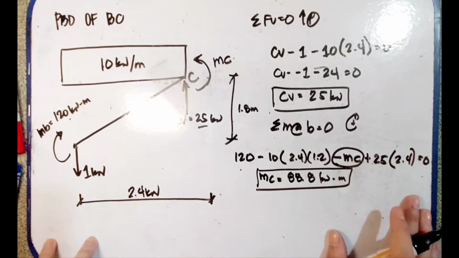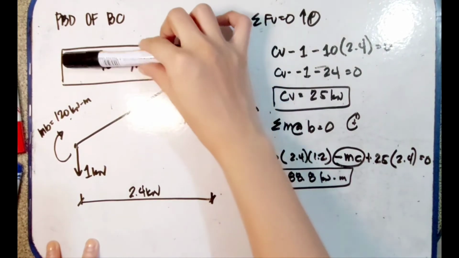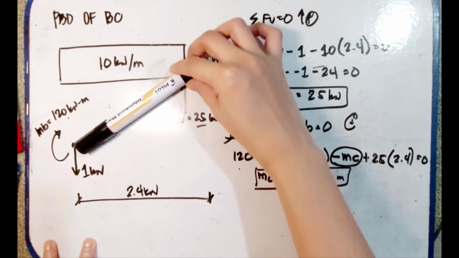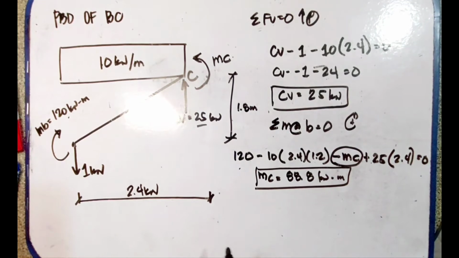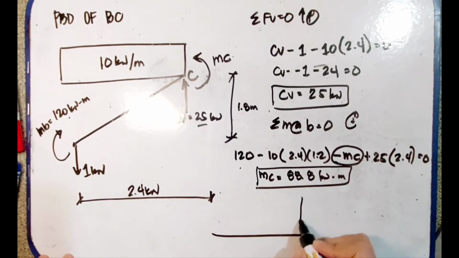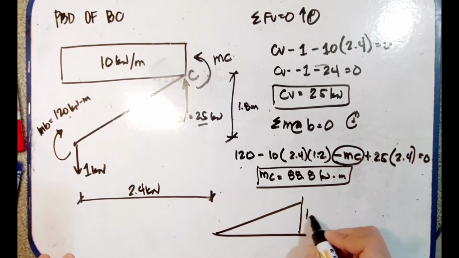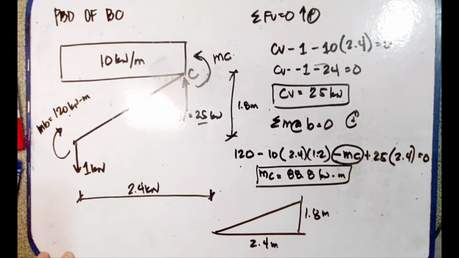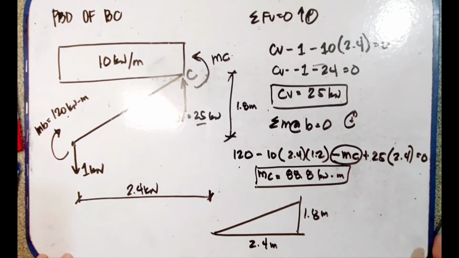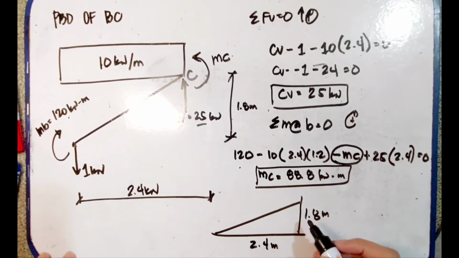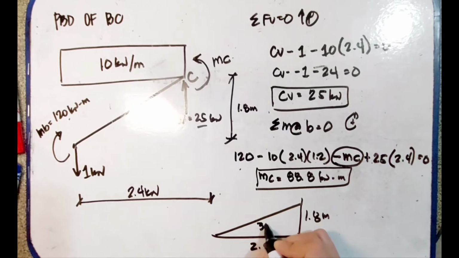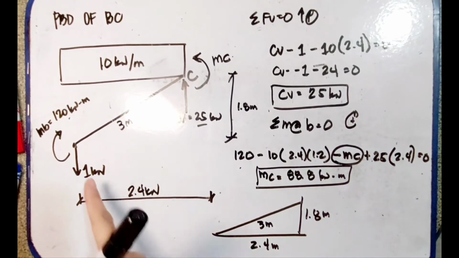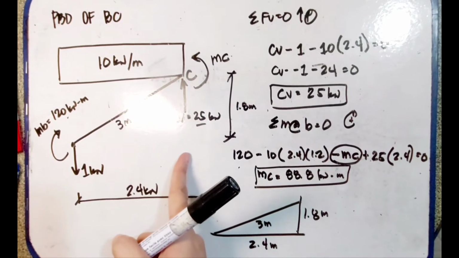Hindi pa. Kasi kailangan pa pala natin itong ibagsak. So, kung ito ay 10 kilonewton natin, ibabagsak natin siya papunta dyan. Okay, so paano natin gagawin yun? Kunin muna natin yung slope natin. So, this is 1.8 meters. This is 2.4 meters. So, 2.4 squared plus 1.8 squared. Tapos, kunin natin ang square root. So, that is 3 meters. Kasi ito ay 2.4, 1.8.